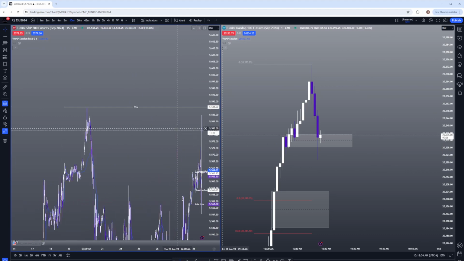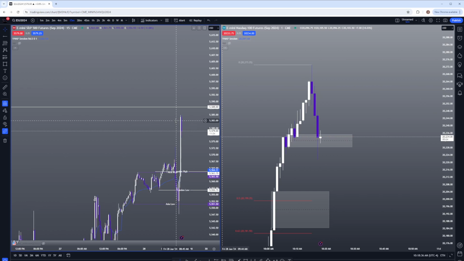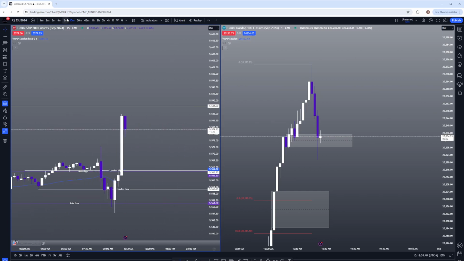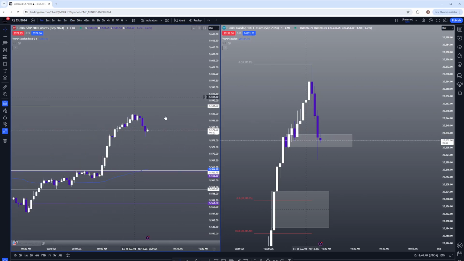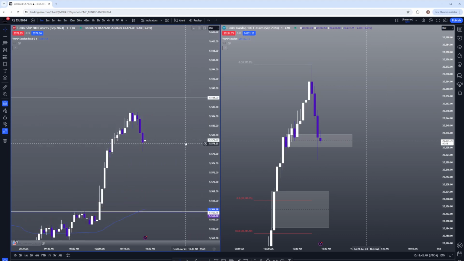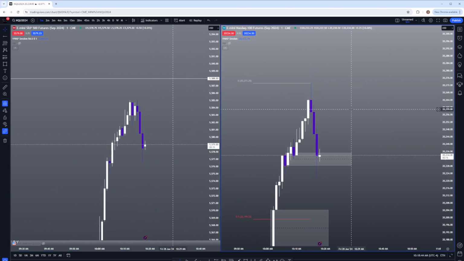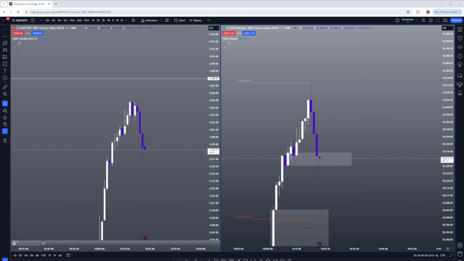Look at ES over here. Yeah, ES has almost gone to the all-time high. Very close. So yeah, I expect NQ and ES to take out all-time high today. It's just a matter of when.